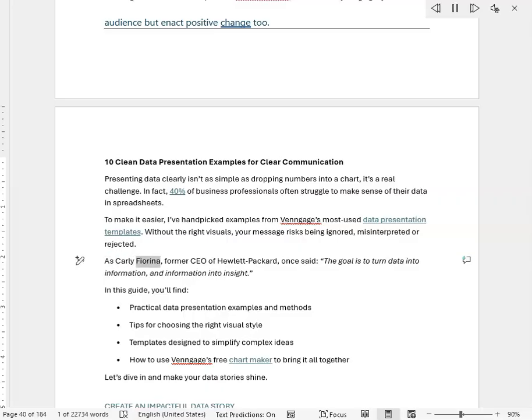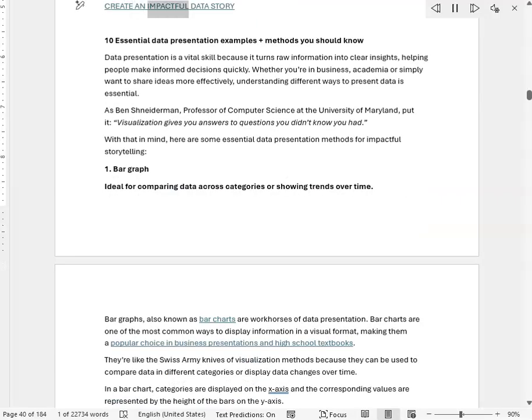As Carly Fiorina, former CEO of Hewlett-Packard, once said, "The goal is to turn data into information and information into insight." In this guide, you'll find practical data presentation examples and methods, tips for choosing the right visual style, templates designed to simplify complex ideas, and how to use Vengage's free chart maker to bring it all together. Let's dive in and make your data story shine. Create an impactful data story.